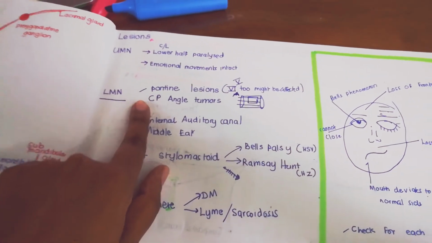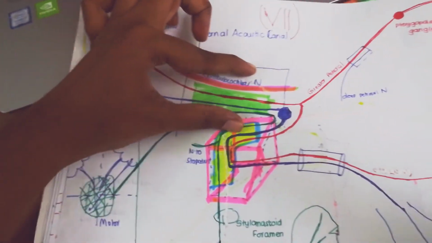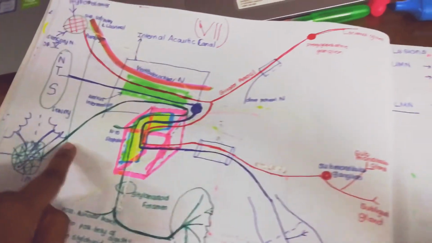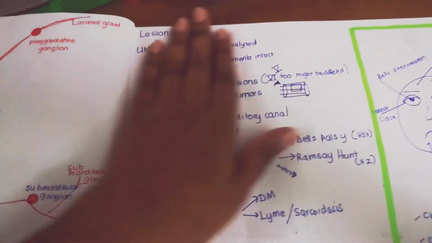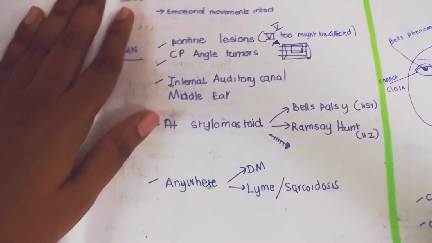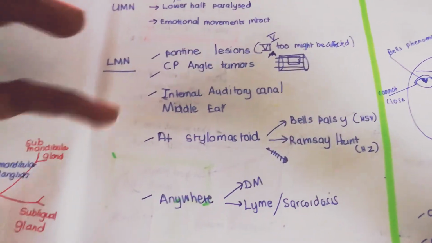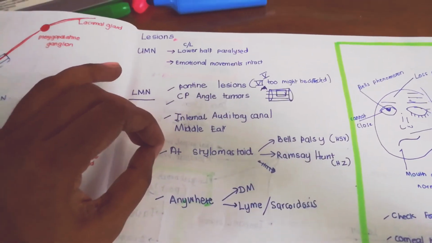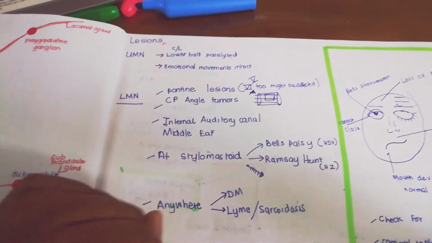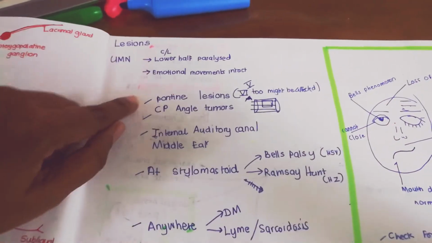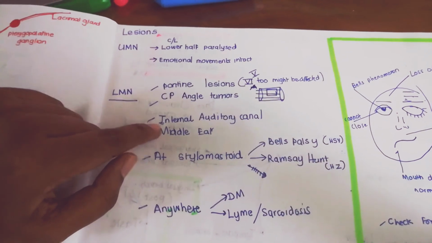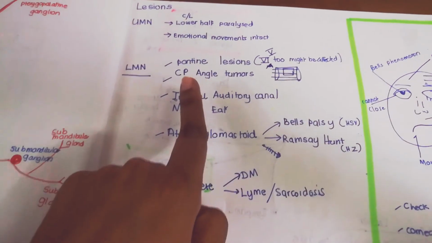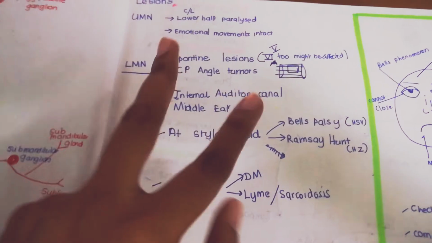Then when the roots are coming out, we said that all the roots are coming out in the CP angle. In CP angle tumors, there are some special tumors called schwannomas. We call them acoustic neuromas. These tumors can compress the 5th cranial nerve, and more so the 6th, 7th, and 8th. These are tumors. Then in the internal auditory canal, if the facial nerve is affected, the 8th cranial nerve is also affected.